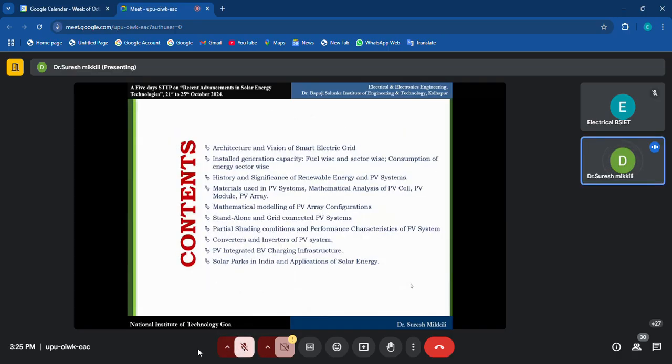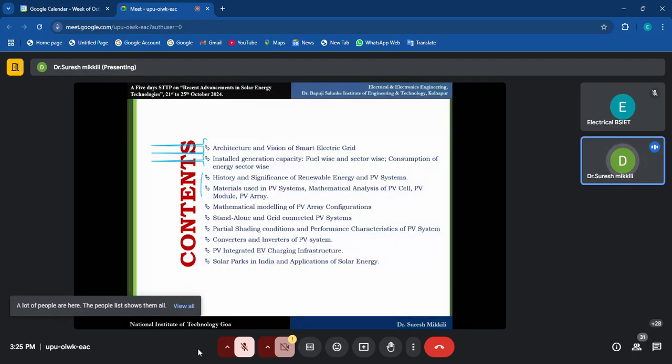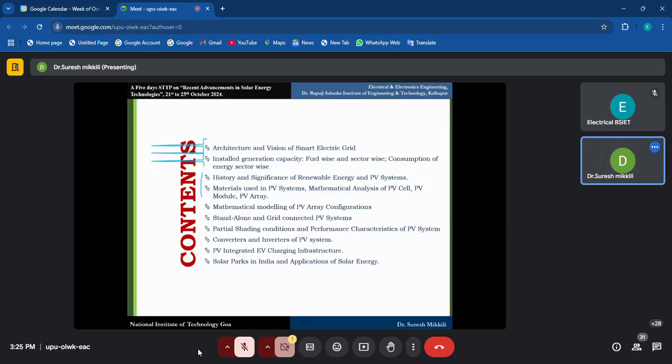See, in the last 2 days, first we discussed the architecture of the grid. Then we saw installation capacities. In the last class we saw the history and significance of renewable energy systems. Then we saw what materials are used in PV systems, the mathematical modeling of a PV cell, and the PV module.